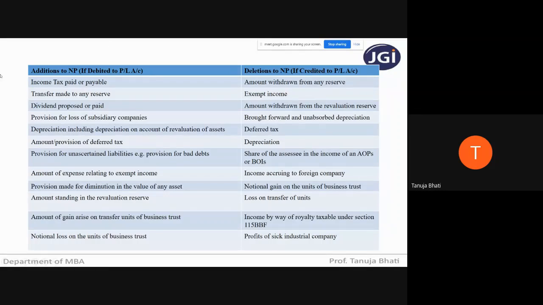In short, what you'll need to remember is income tax, whatever you're paying, any transfer to any reserves, dividend, any kind of provision which is for unascertained liability, and depreciation. These are usually asked items, and the amount of expenses relating to exempt income. So as we solve problems, you all can even remember what has to be added to the net profit. So is this clear, students? Is the left hand side clear?